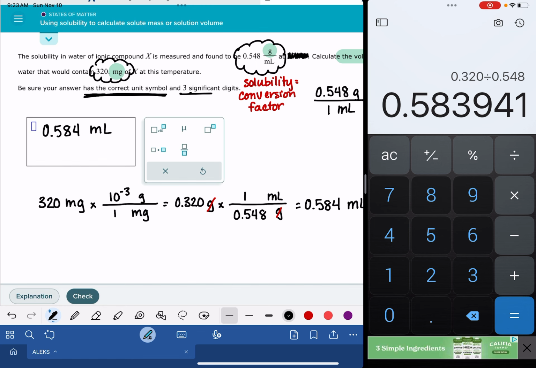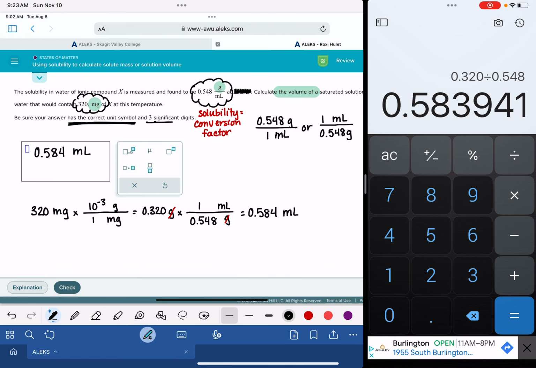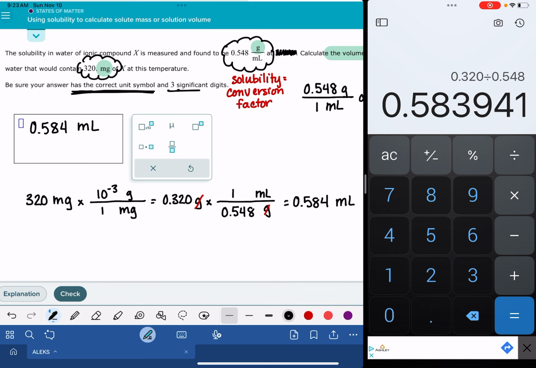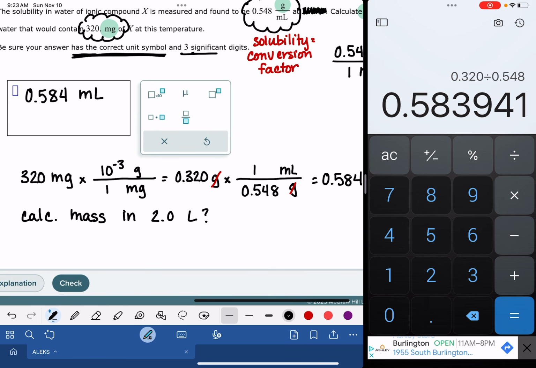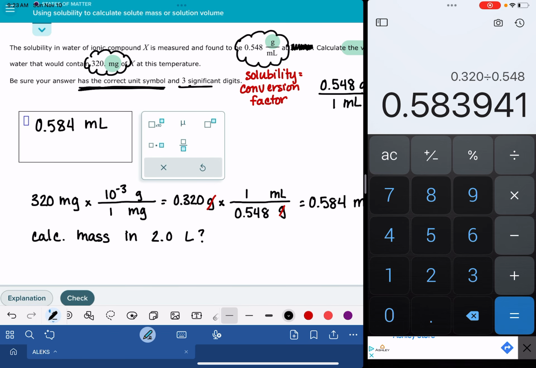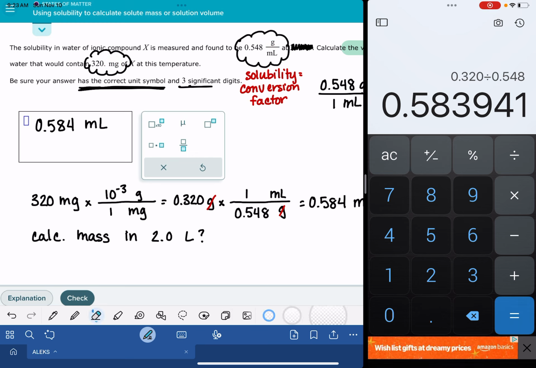Okay, now, like I said, this is actually the harder version of the problem. The other version of the problem is going to be asking you to calculate the mass that is dissolved in some volume, like let's just go with 2 liters. Calculate the mass that is in 2 liters. So that would be version number 2. So the first thing that we would do, if this was the variation of the problem that you were looking at, is take a look at the units.